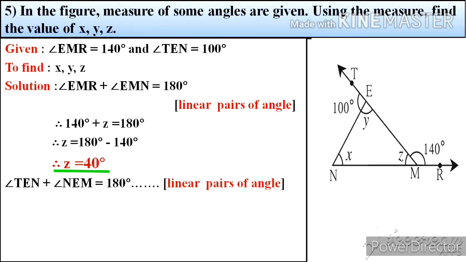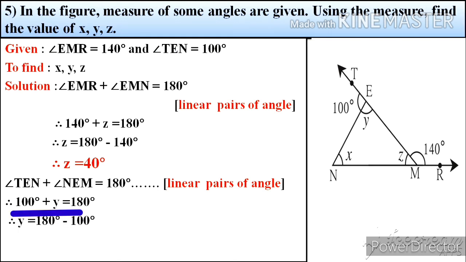Now, angle TEN plus angle NEM equals 180 degrees. They also form a linear pair of angles. Substitute the value of TEN. Angle TEN is 100 degrees and angle NEM is given as y. Therefore, y equals 180 degrees minus 100 degrees. We get the value of y as 80 degrees.